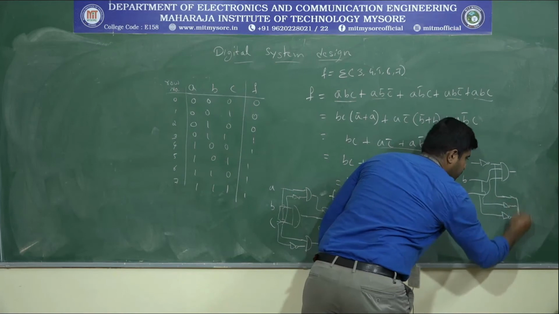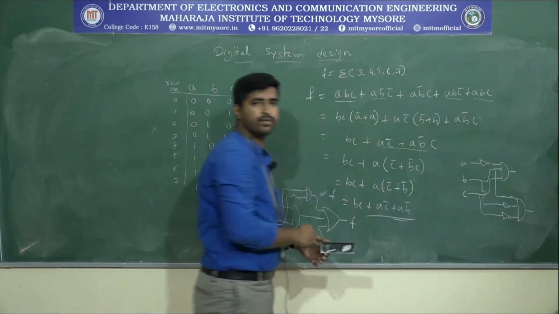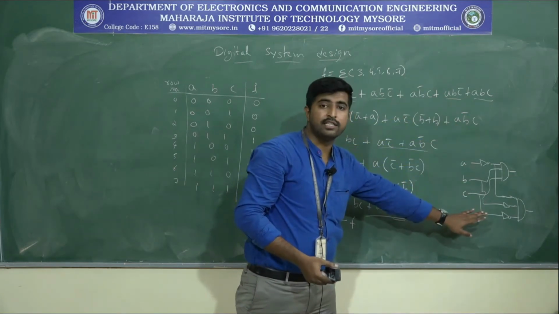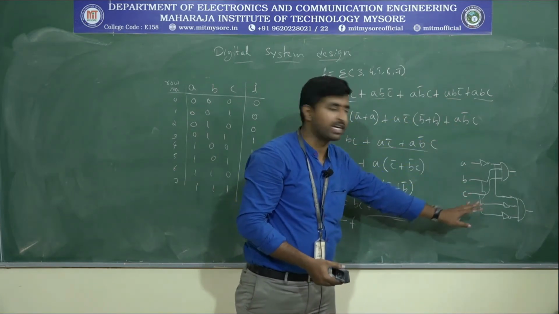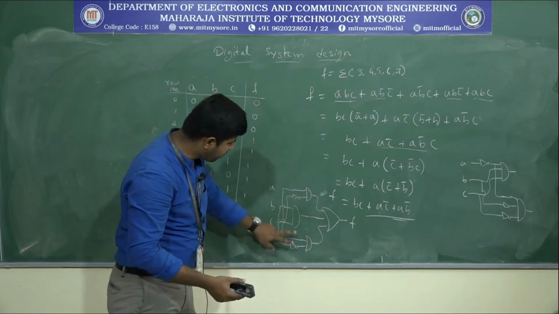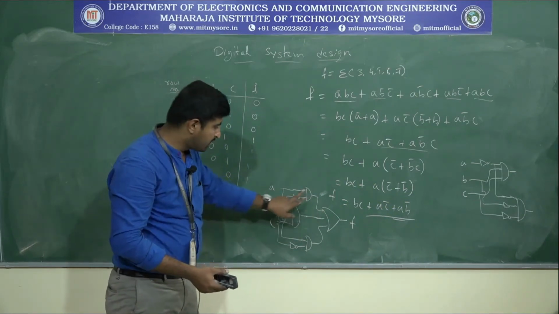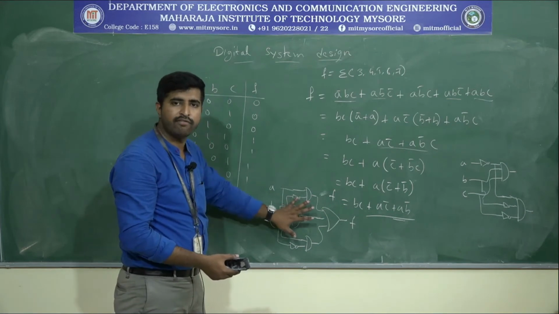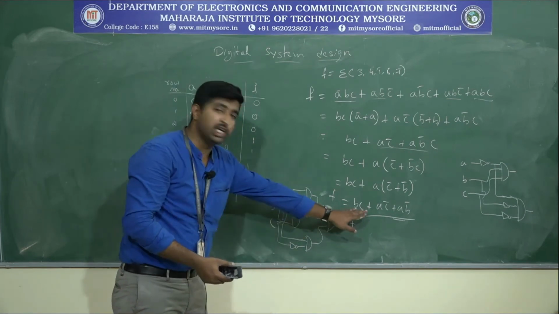C bar, all together again NAND. Okay. If you want to implement all this, how many gates are needed? More gates will be needed actually. See here, we have only 5 components: 3 AND gates, 1 OR gate, and 2 NOT gates. So only 5 gates can implement the equation.